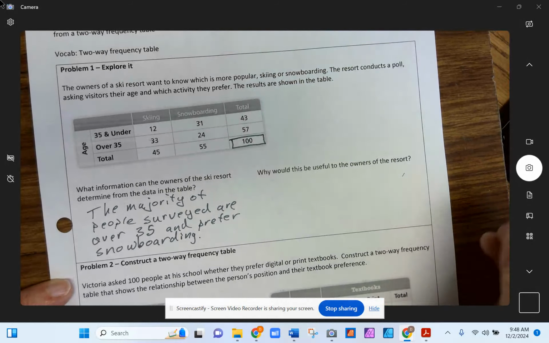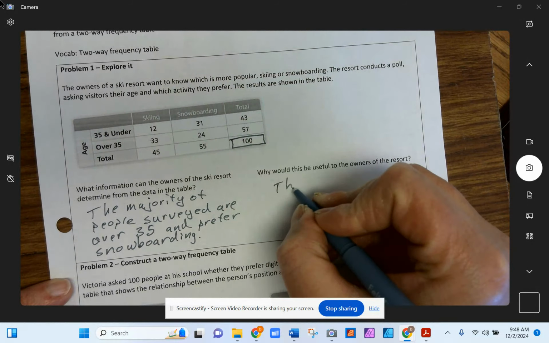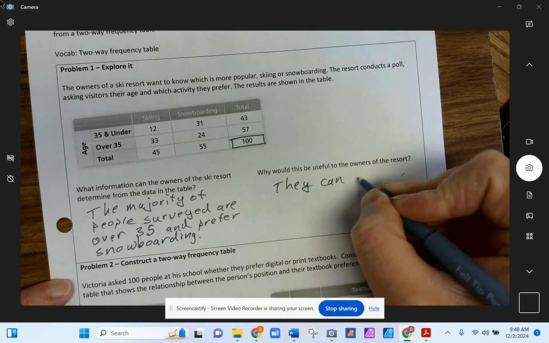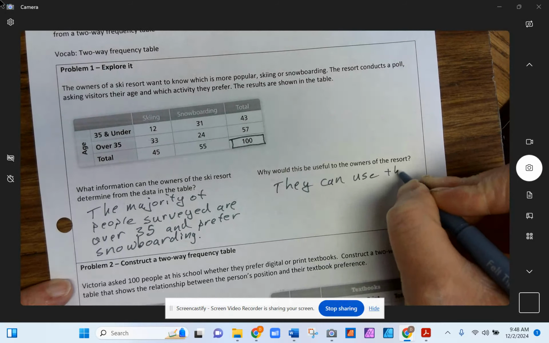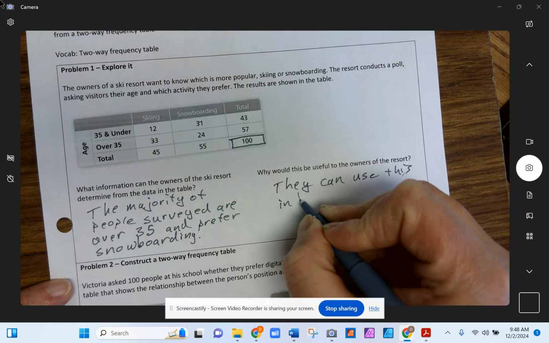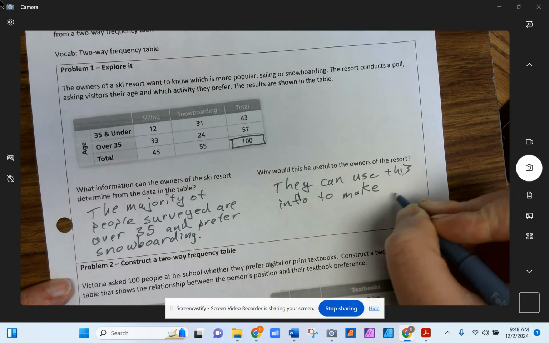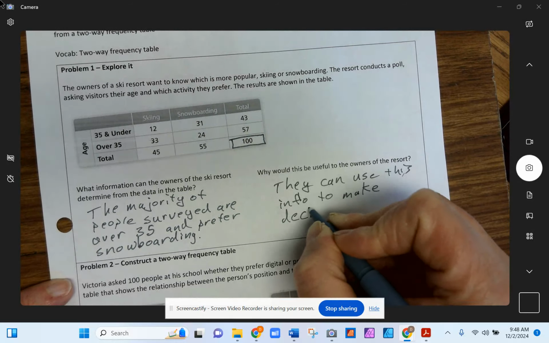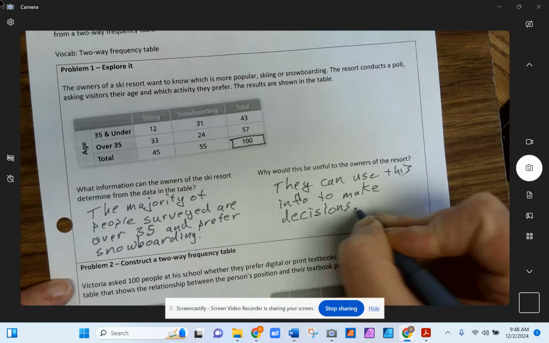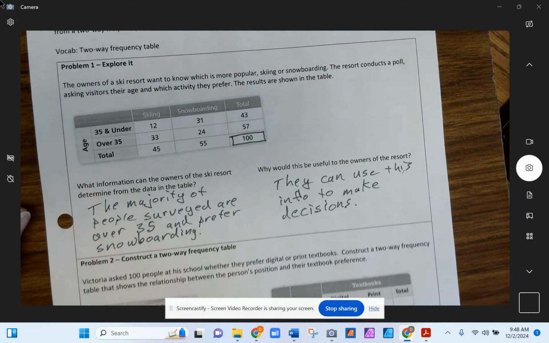So why would this be useful to the owners of the resort? They can use this information to make business decisions. That's why you have data like this, right? So that it can help inform your decisions. Otherwise, there's no point to it, okay?